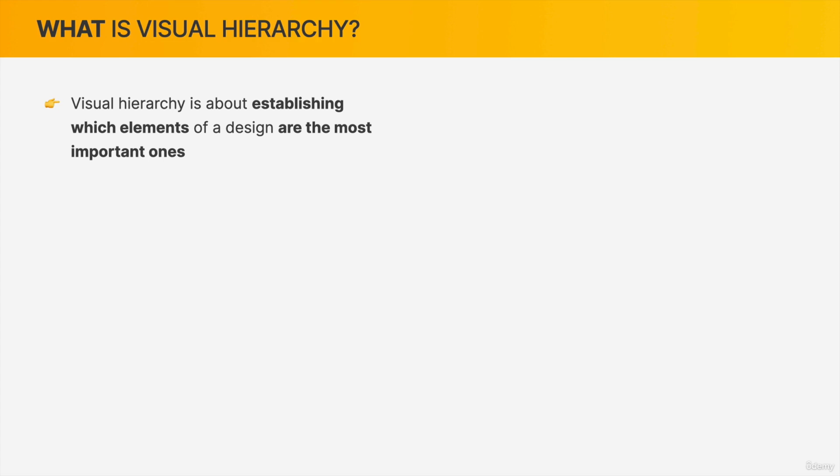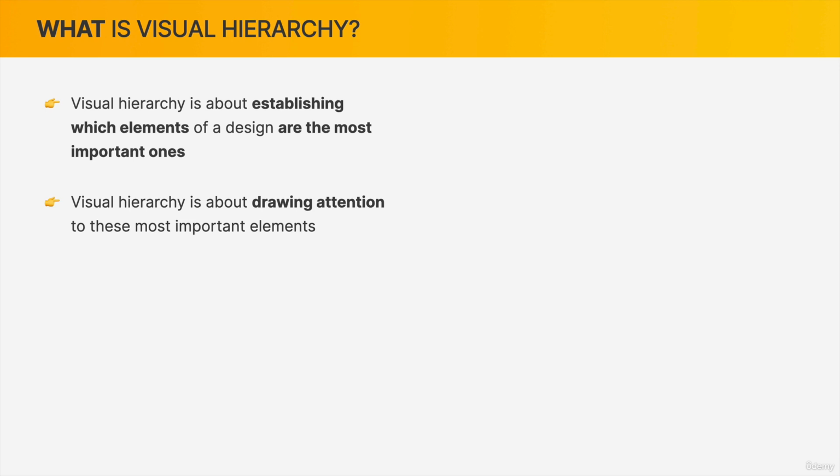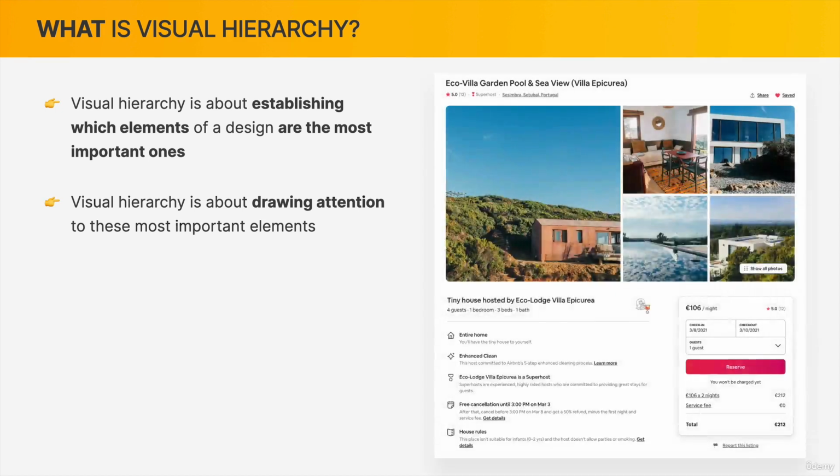So essentially, we need to establish a hierarchy of elements in order to draw attention to the most important ones of these elements. And doing this is actually one of the best ways to make a layout actually look designed. So oftentimes an interface looks way more pleasing simply because the visual hierarchy is very well thought out and conveyed to the user. But before moving on, let's quickly look at an example here.